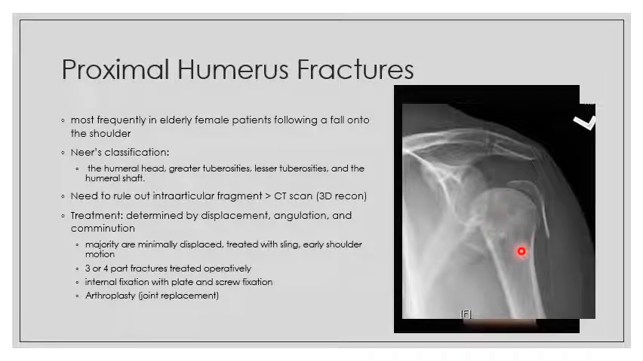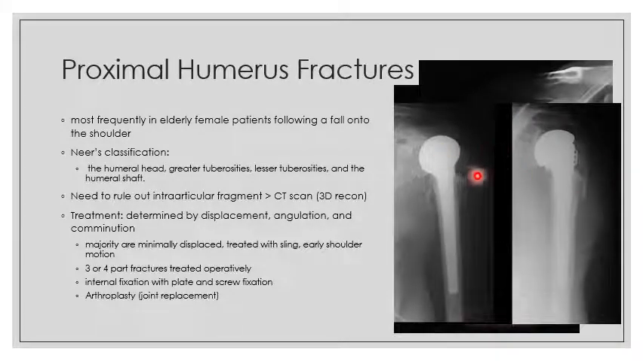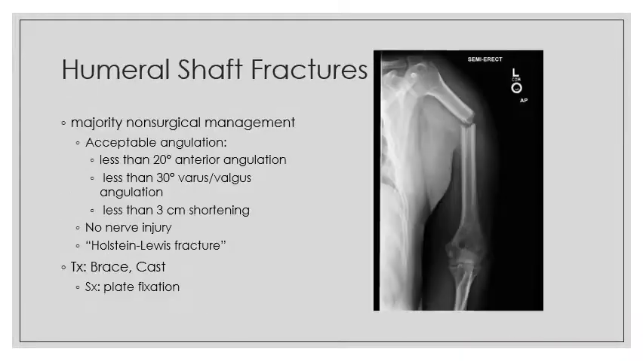So this is a visualization of how we see the Neer 4-part classification. You have your head, you have your greater tuberosity, you have your lesser tuberosity, and you have this part basically dividing your head and your shaft. So this is a 4-part fracture. So we can treat this by using locking plates, and in some cases where there's severe comminution of the head, we do a joint replacement. This is a hemiarthroplasty. Basically, it's called hemi because we just replace one part of the shoulder, which is the humerus.